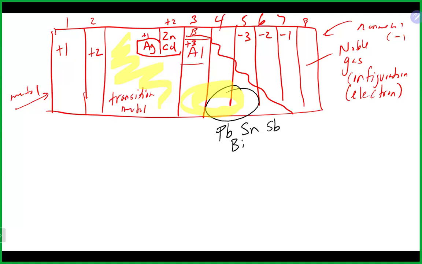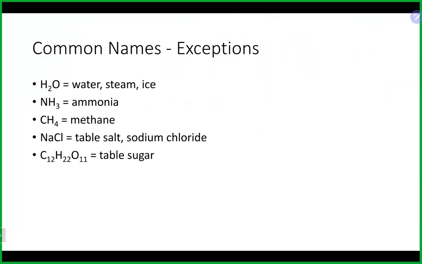Any questions on that? Okay. All right, so let's talk about nomenclature. And again, as I mentioned before, that's a fancy way of saying naming things. Let's just talk about a few things, which is there are certain compounds that go by just common names. I would say definitely these here for sure.